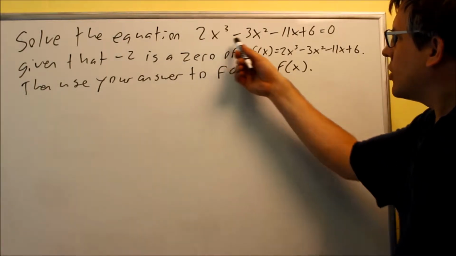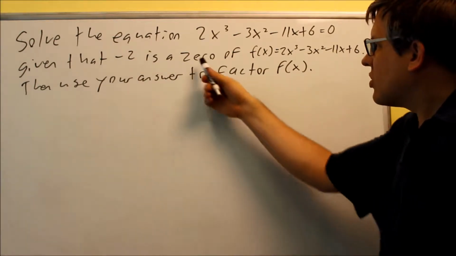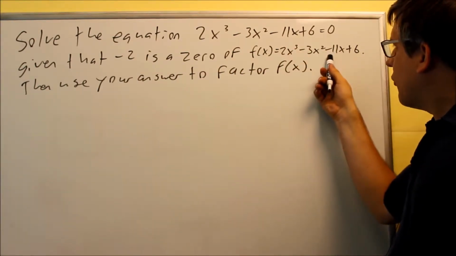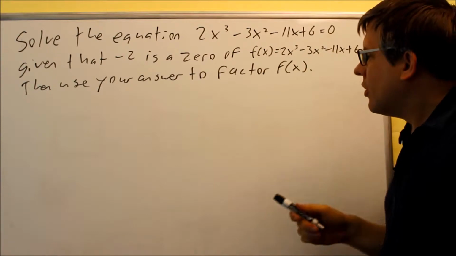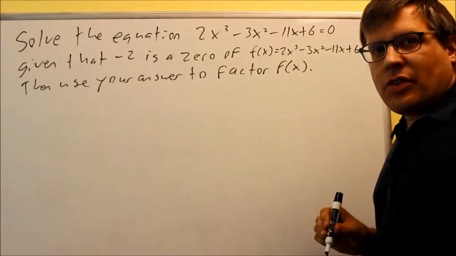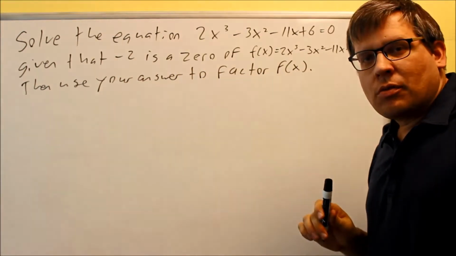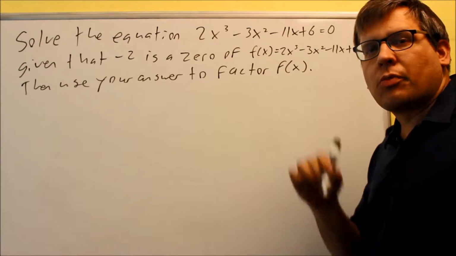Okay, we're going to solve this equation that's given here, and you're given that negative 2 is a 0 of f of x, which f of x is the same equation as the one above. The word 0 means x-intercept. What I know about this is if I do synthetic division with negative 2, what that's going to tell me is I should get a remainder of 0.